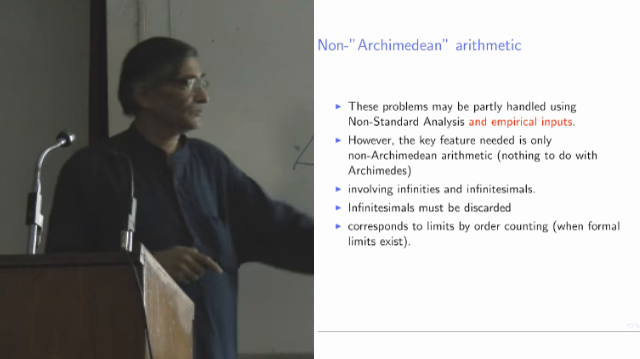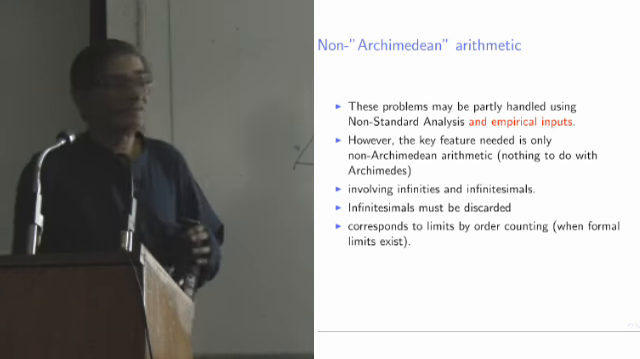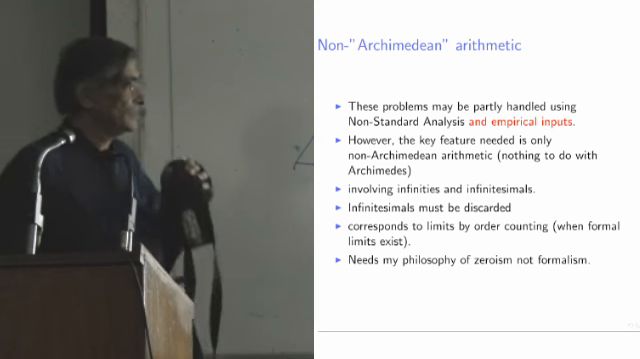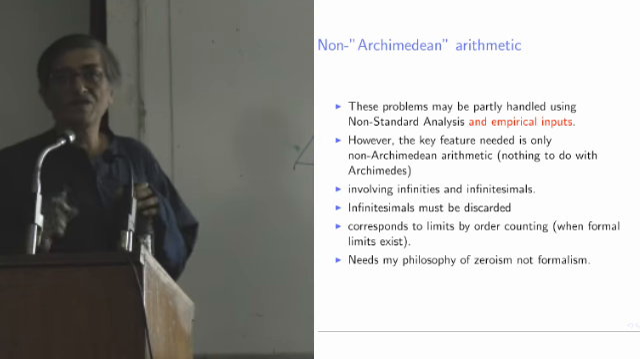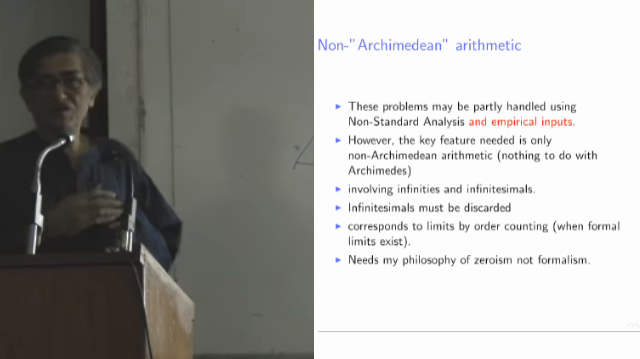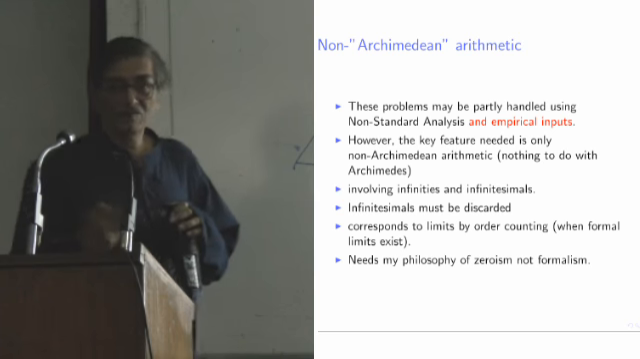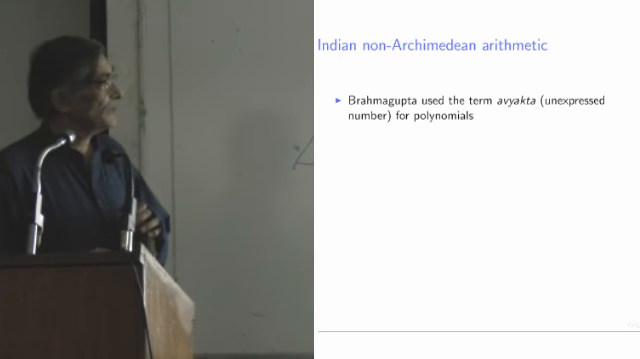And that corresponds to limits by order counting when the formal limits exist, and this is discussed in my book, Cultural Foundations. But this process of discarding requires a different philosophy from formalism, requires a philosophy of zeroism, what I call zeroism. I have an article on that, so maybe you take a look at it.